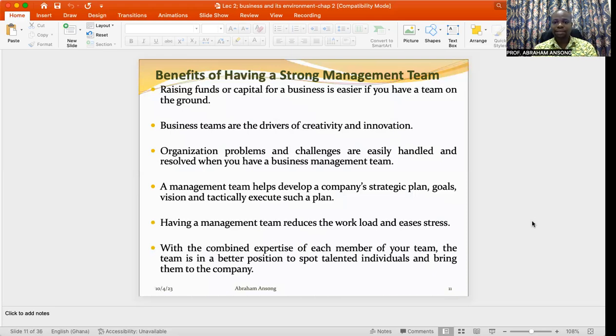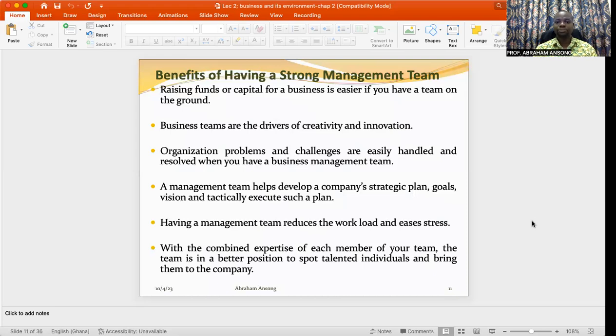A management team helps develop a company's strategic plan, goals, vision, and tactically execute such a plan. So if you have a team, you could have a well-drafted strategic plan that will state a more realistic vision, mission, objectives, and so on to help the organization grow.